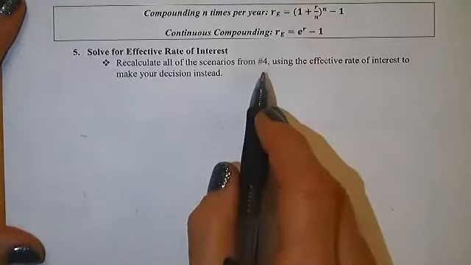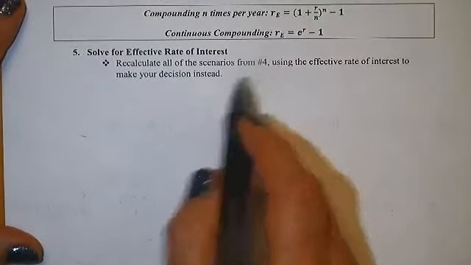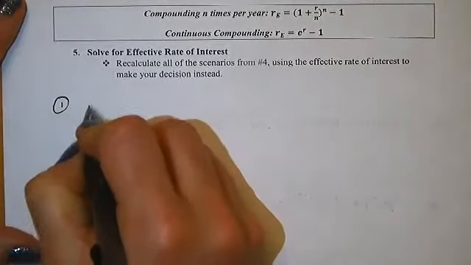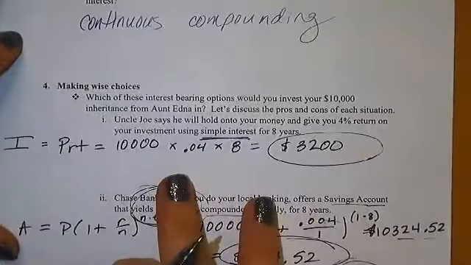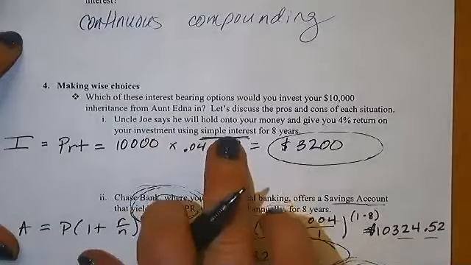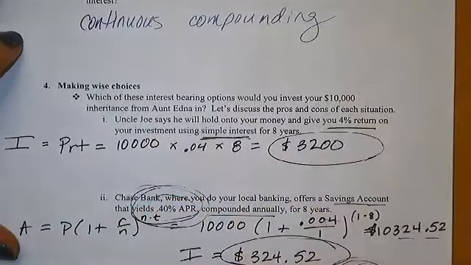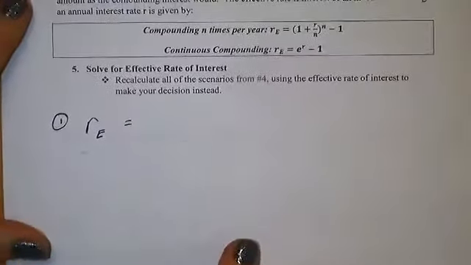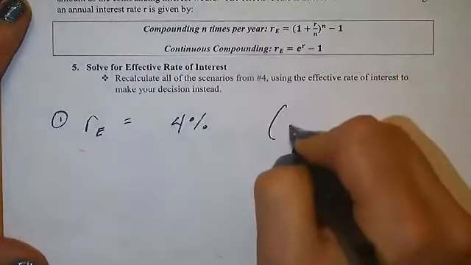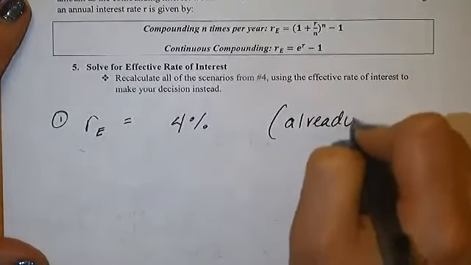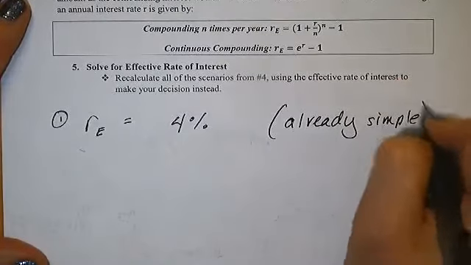So let's look at the previous four examples and recalculate all those scenarios and find each of their effective rates. The effective rate from the first example is simply going to be whatever that interest rate was. For number one, since this already is simple interest, the 4% is going to be the actual effective rate. It's already in simple interest form, so we don't have to convert it at all.